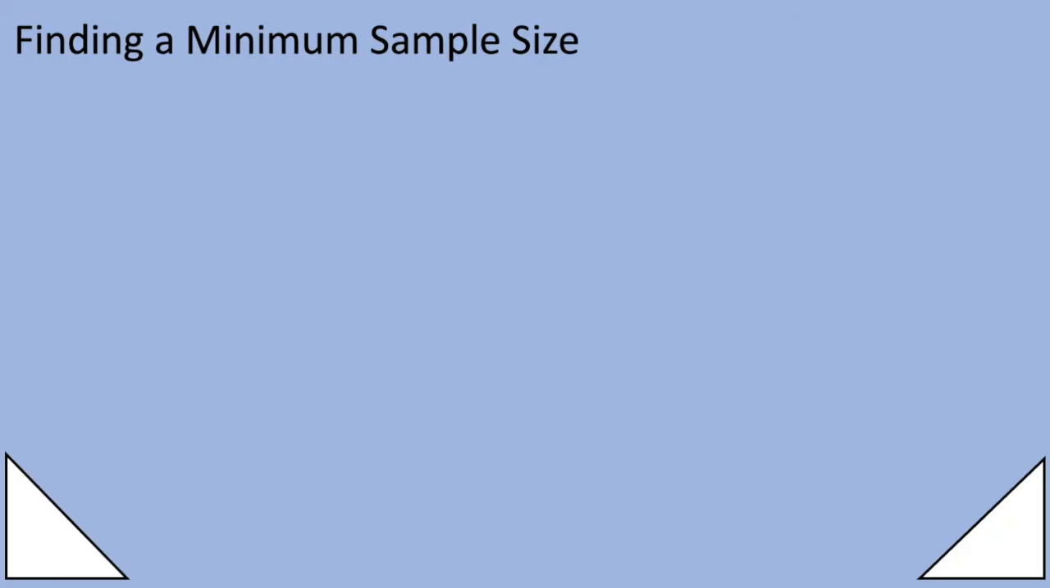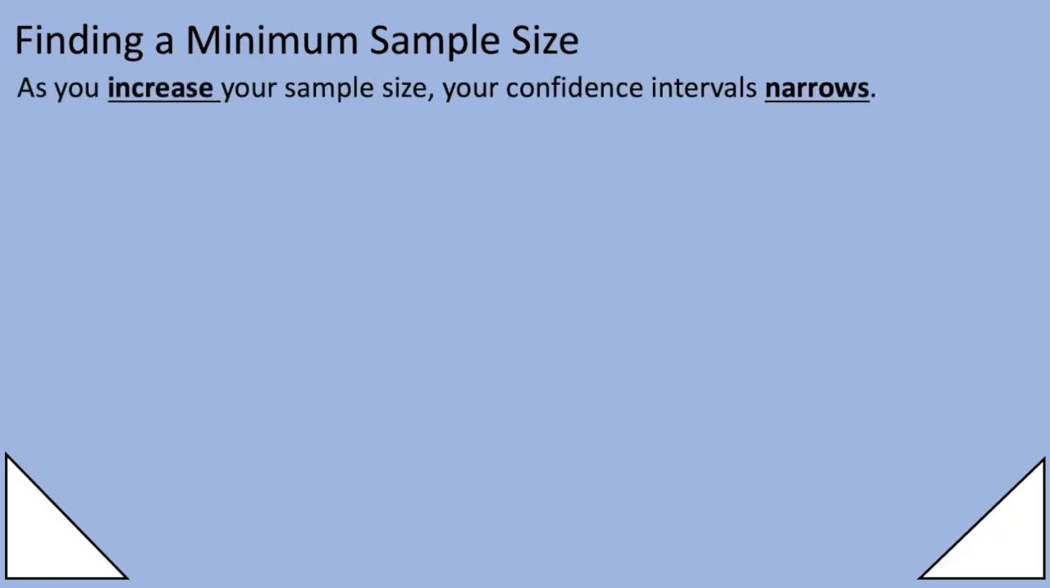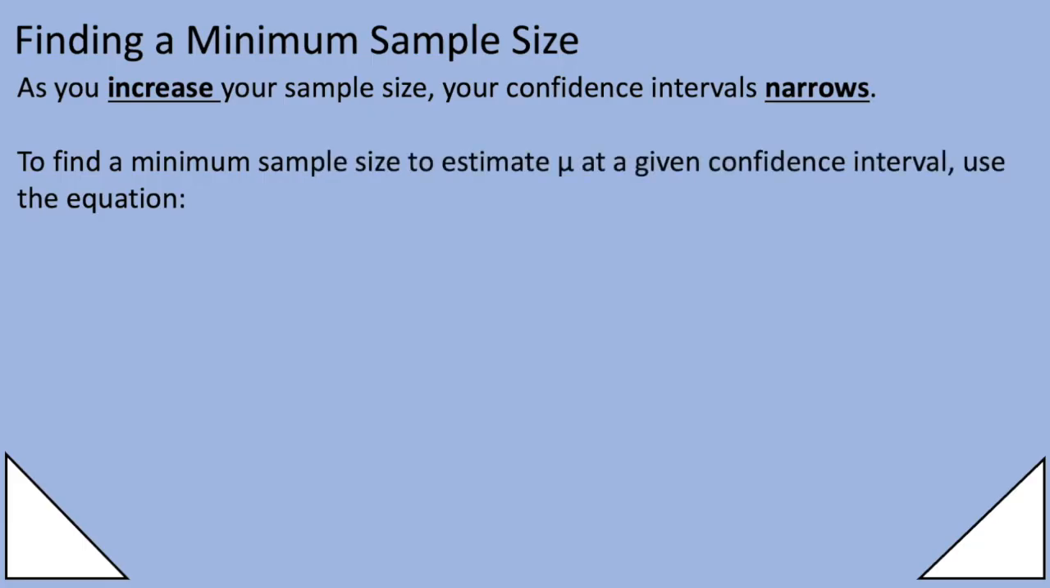Sometimes we need to know the smallest sample size we can use, because as you increase your sample size, your confidence interval narrows. So to find a minimum sample size to estimate mu at a given confidence level, we can use this equation. Looks complicated, but it's not too bad. Let me just show you how it works.